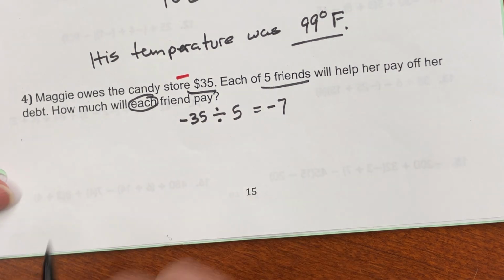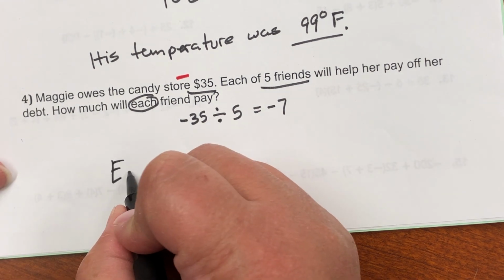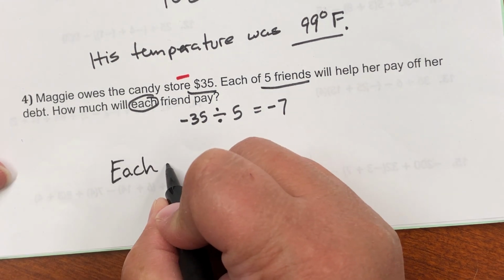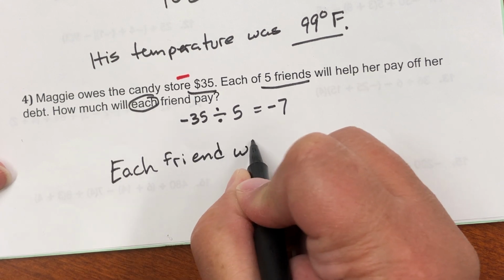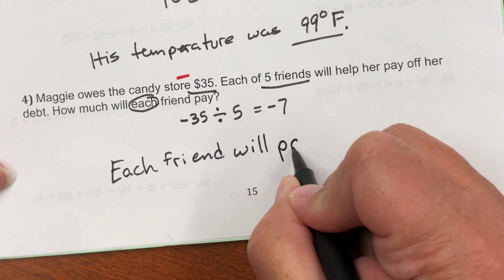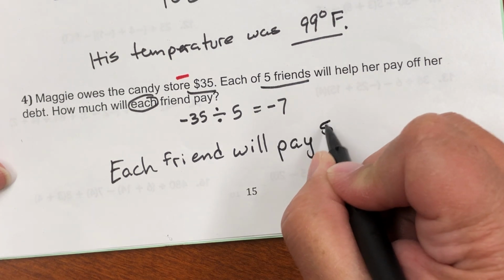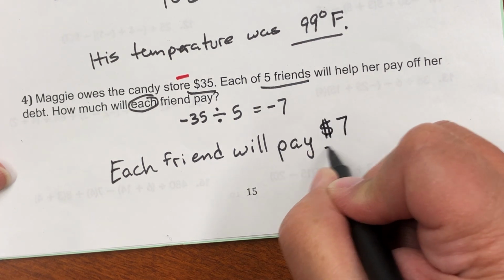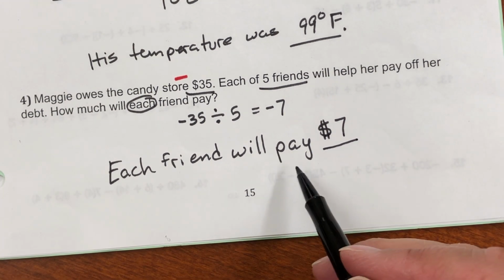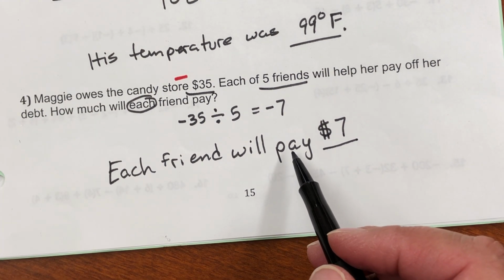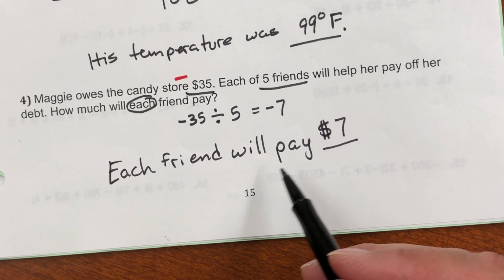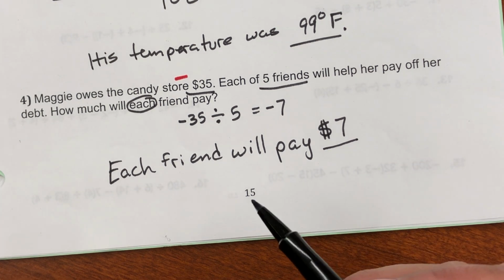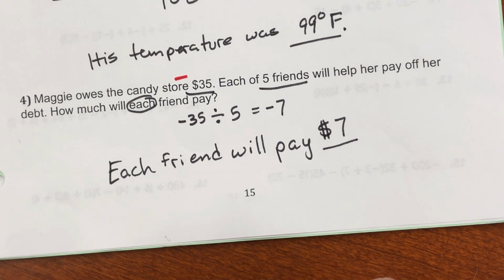So, each friend will pay $7. When you pay something that's negative, I don't have to put the negative sign there because I have the word pay. If I earned it, then that would be positive.